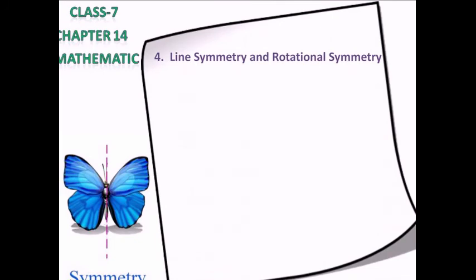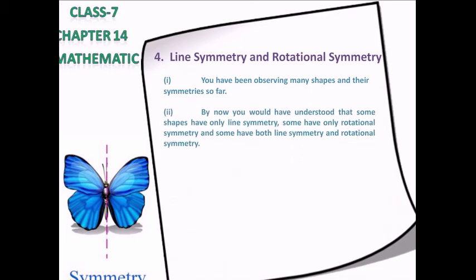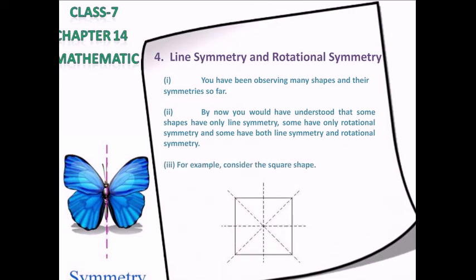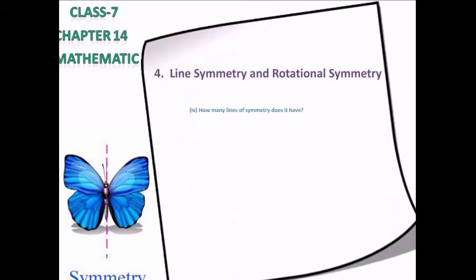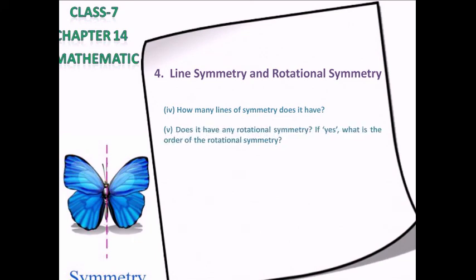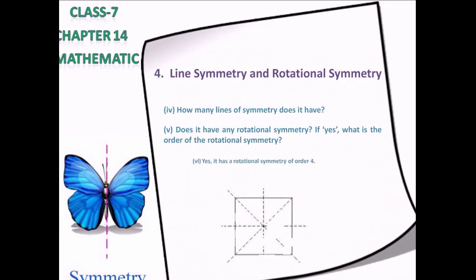Line symmetry and rotational symmetry. You have been observing many shapes and their symmetries so far. By now, you would have understood that some shapes have only line symmetry, some have only rotational symmetry, and some have both line symmetry and rotational symmetry. For example, consider the square shape. How many lines of symmetry does it have? Does it have any rotational symmetry? If yes, what is the order of the rotational symmetry? Yes, it has a rotational symmetry of order 4.